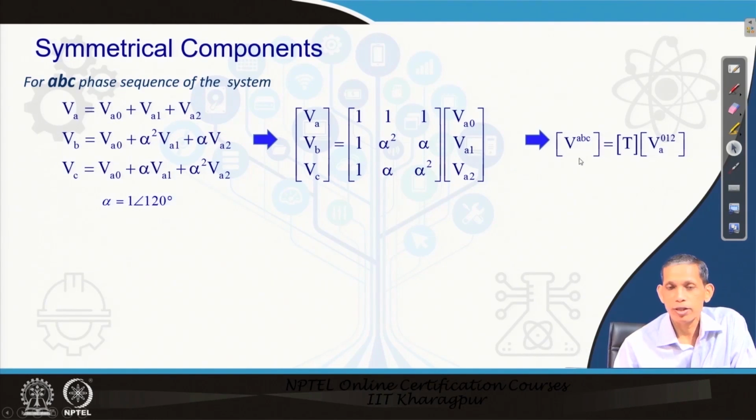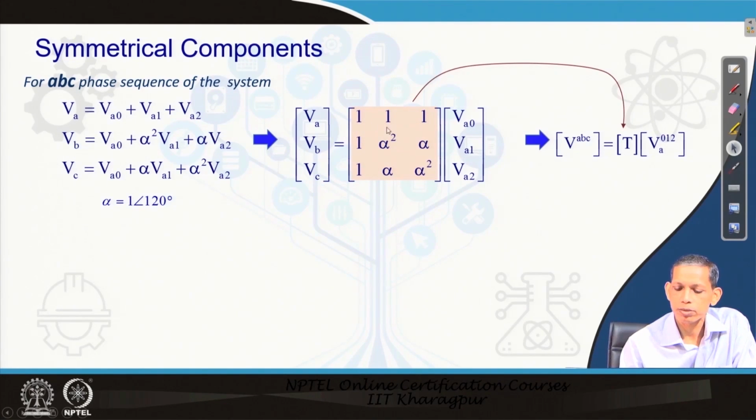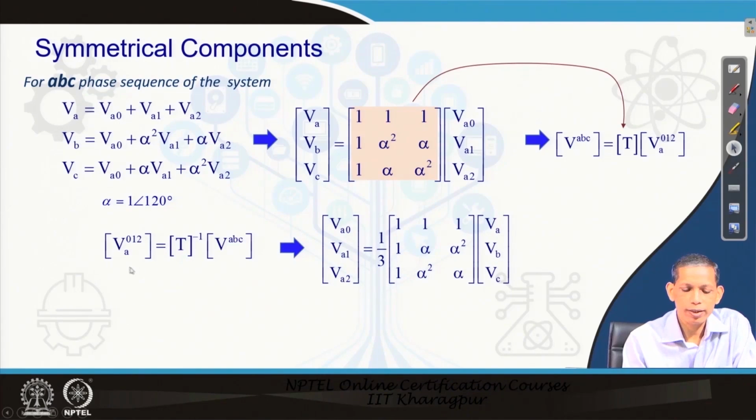Now, in matrix notation we can put VABC equals a matrix T into VA012, corresponding to the zero sequence, positive sequence and negative sequence components, where T is nothing but the matrix 1 1 1, 1 alpha square alpha, and 1 alpha alpha square. The other way, from this matrix representation, we can write that the sequence components VA012 equals T inverse VABC. Therefore VA0, VA1, VA2 can be expressed in terms of T inverse, where T inverse becomes 1/3 of the matrix 1 1 1, 1 alpha alpha square, 1 alpha square alpha, times VA, VB, VC. So, see the relation between T and T inverse.